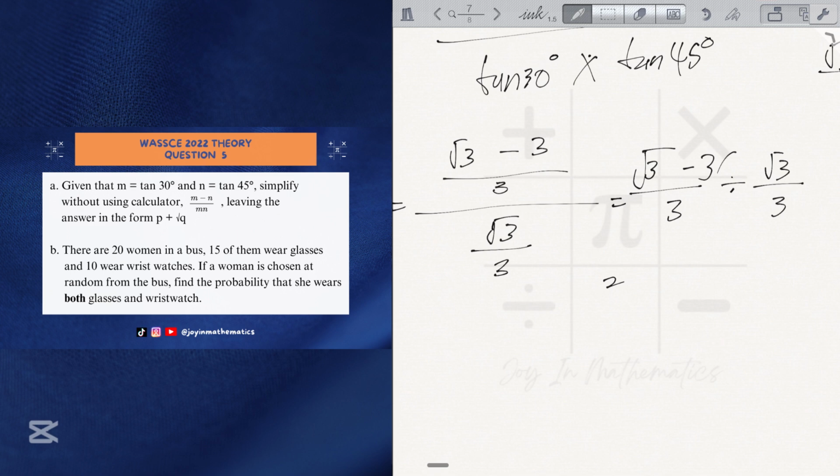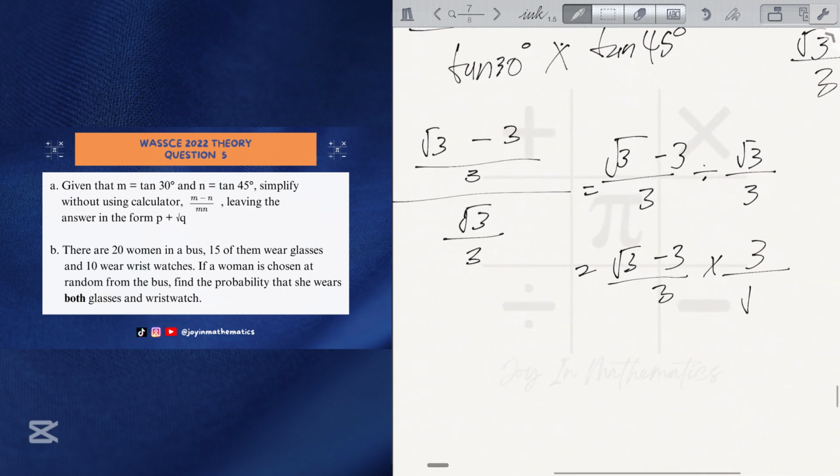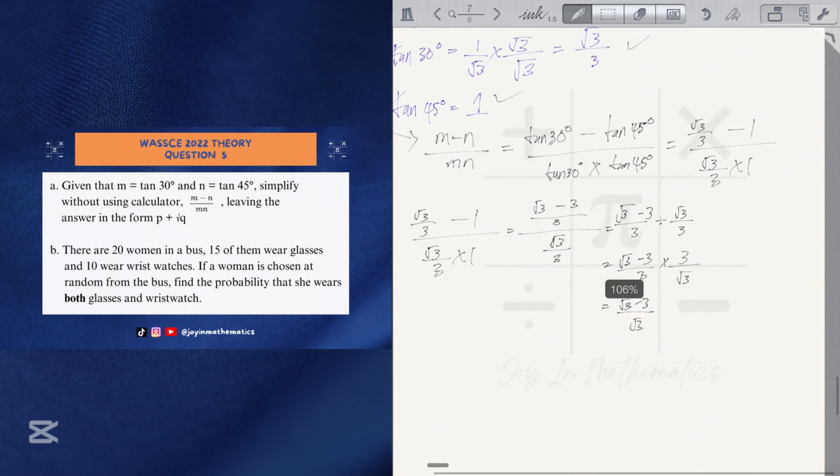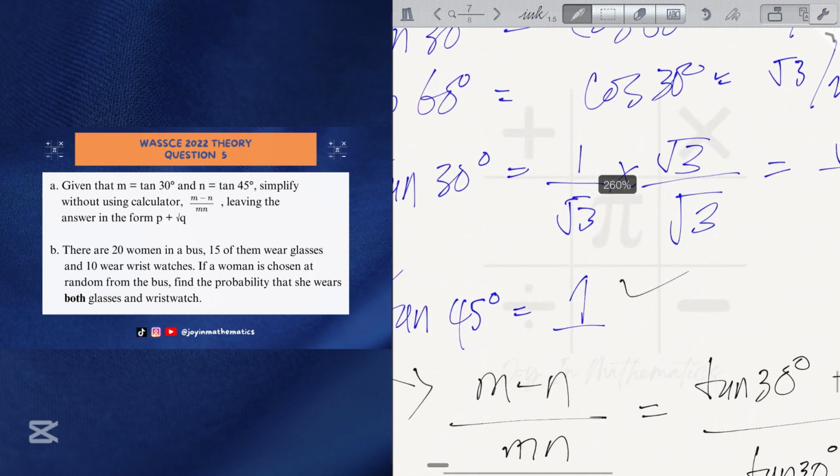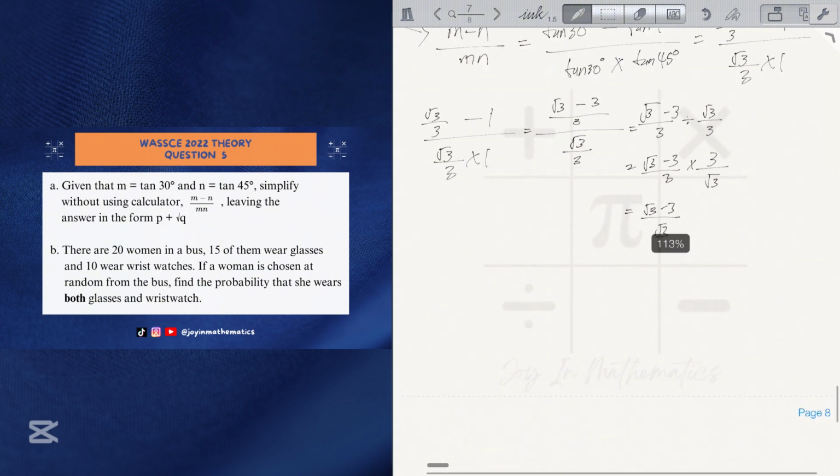Now we can change the division sign to multiplication, and we'll have root 3 minus 3 divided by 3 multiplied by 3 divided by root 3. So 3 will nullify 3 and we are left with root 3 minus 3 divided by root 3. Now this brings us back to the principle of rationalization, just as we did here, where we do have root 3 at the denominator. We multiply the numerator and denominator by root 3. So now let's apply that.